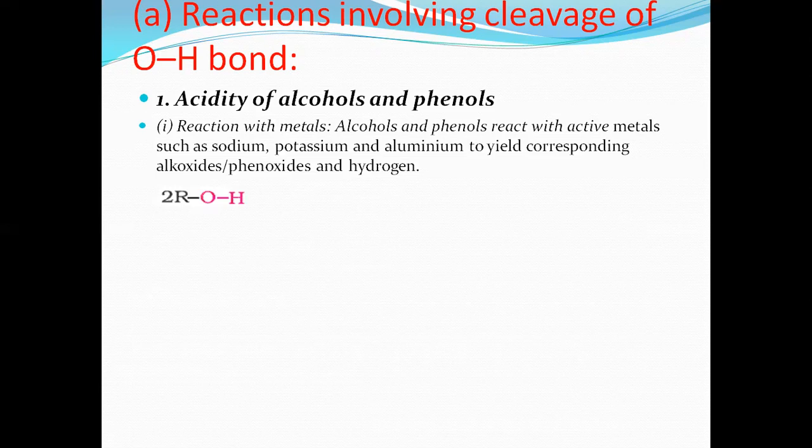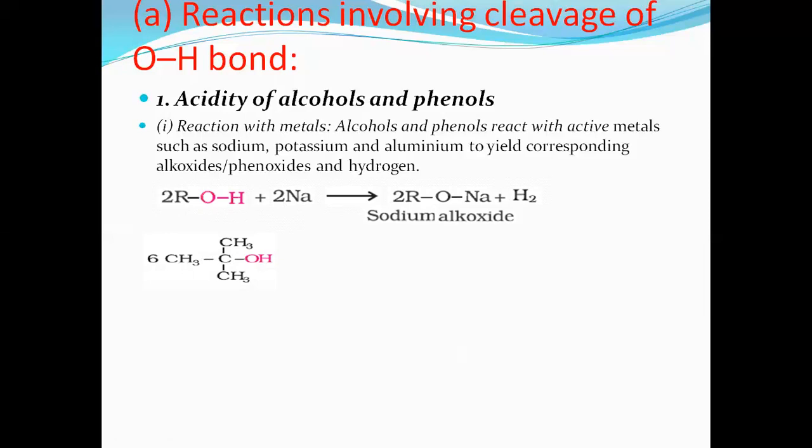For example, the general formula ROH, alcohol, reacts with a metal like sodium, which converts into sodium alkoxide, RONa, with the liberation of hydrogen gas. This indicates that alcohol readily reacts with the metal. Here, sodium metal acts as a base. Therefore, this alcohol acts as an acid.